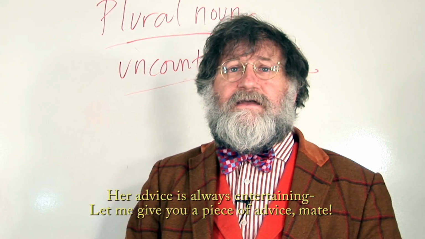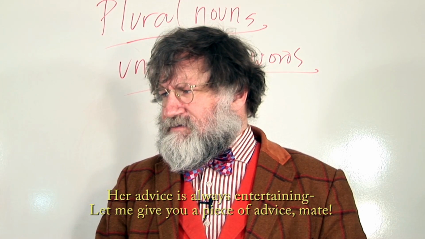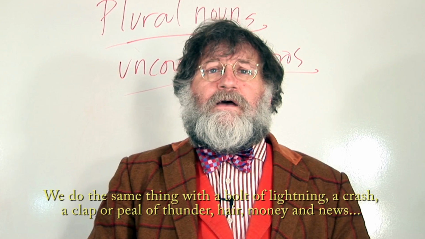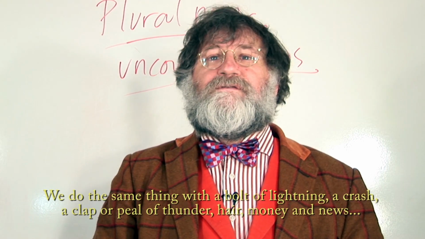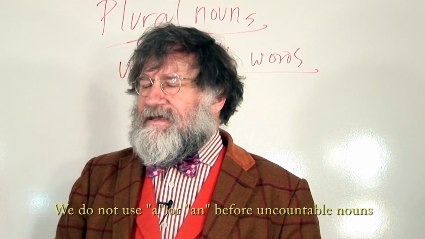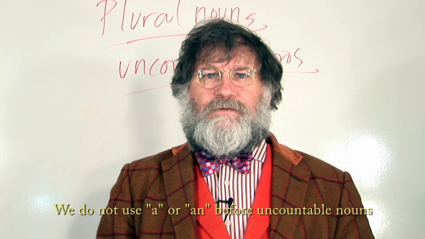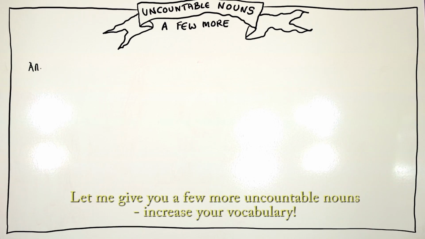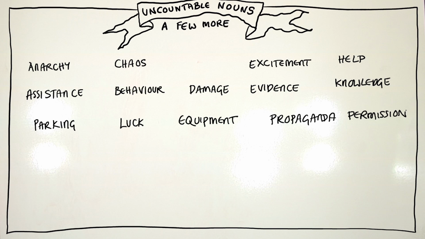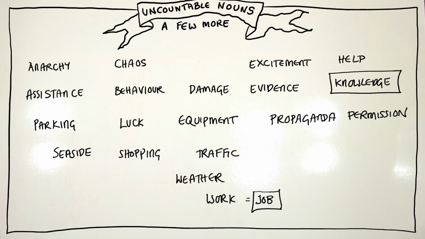Her advice is always entertaining. Let me give you a piece of advice, matey. We do the same thing with a bolt of lightning, a crash, a clap or peal of thunder, hair, money and news. We do not use a or an before uncountable nouns. Let me give you a few more. Anarchy, assistance, chaos, behaviour, damage, evidence, excitement, fun. Help, knowledge, luck, parking, equipment, permission, propaganda, seaside, shopping, traffic, weather, and work when it means a job.